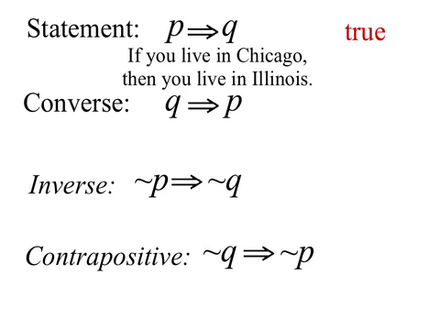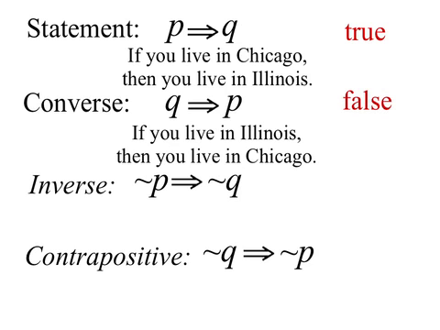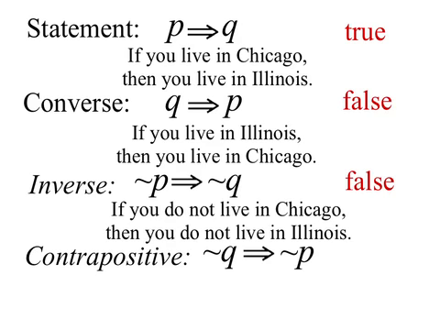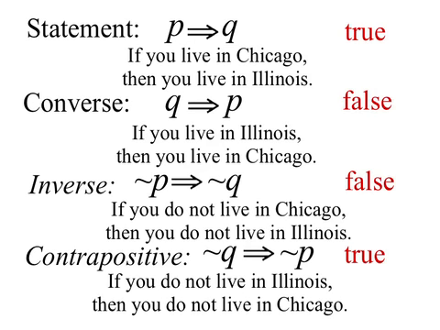And now let's look at a brand new one. If you live in Chicago, then you live in Illinois. That's true. If you live in Illinois, then you live in Chicago. The converse is false. If you do not live in Chicago, then you do not live in Illinois. We know that to be false. You can live outside of Chicago, but still be in Illinois, so that statement is false. But let's look at the contrapositive.